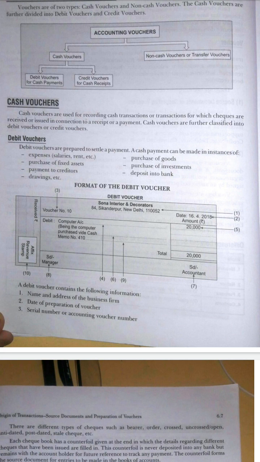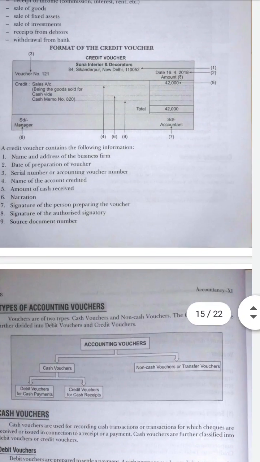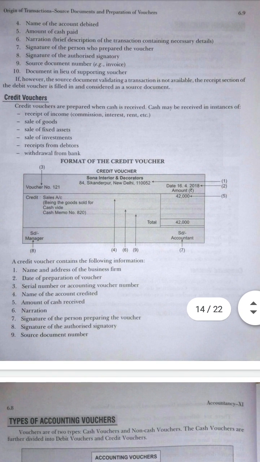So a debit voucher is nothing but, if there is any cash payment, or in the form of expenses, the amount is going outside. Purchase of fixed asset, the amount is going outside. Payment to the creditor, amount is going outside. Drawings, amount is going outside from the concern. Purchase of goods, going outside. Purchase of investment, cash is going outside. And deposited into the bank, in this case also the amount is going outside, okay. So the next one is the credit voucher.